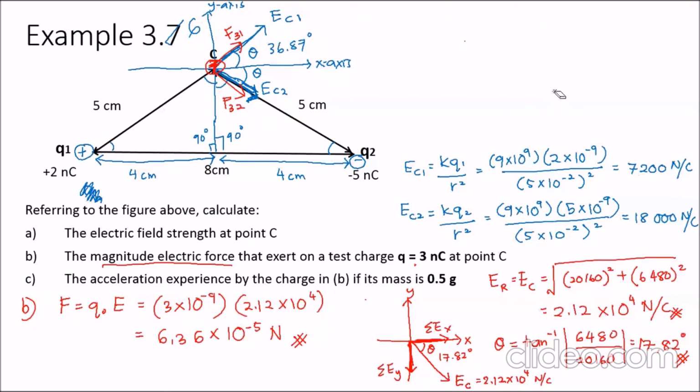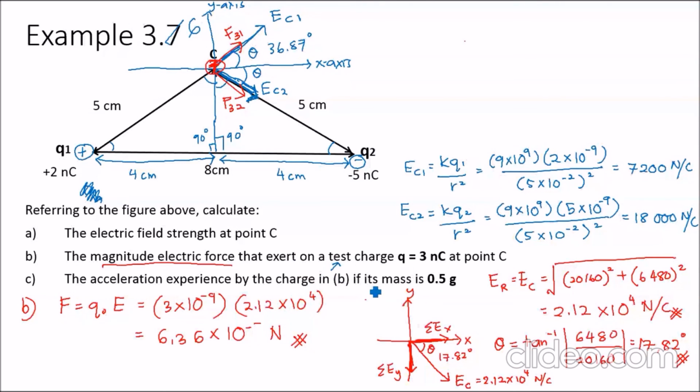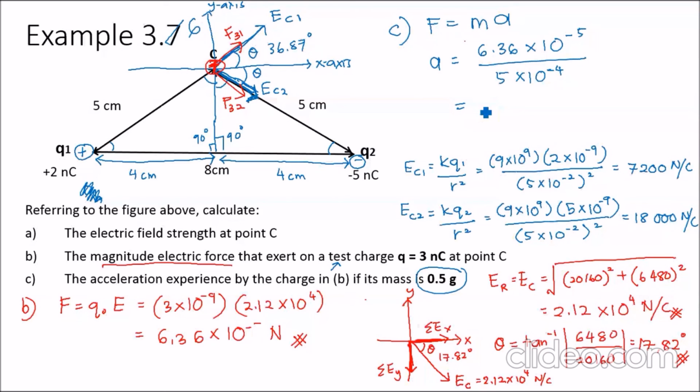C, find the acceleration experienced by the charge in B. For the acceleration of the test charge, if its mass is 0.5 grams, then we can find the acceleration by using the equation F equal to ma, Newton's second law of motion. F, we already have, the force exerted on the test charge, which is from question B. Mass is given, so a equal to force, 6.36 times 10 to the power of negative 5, divided by the mass. Okay, 0.5 gram converted into kilogram, times 10 to the power of negative 4. Acceleration will be 0.13 meter per second square.